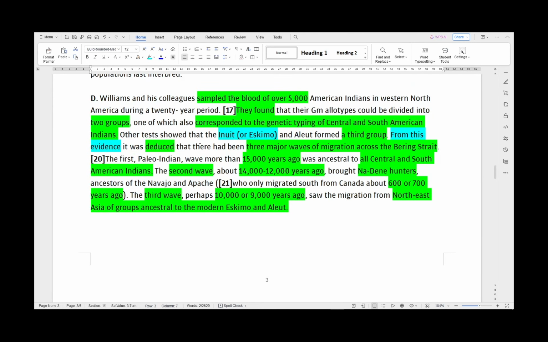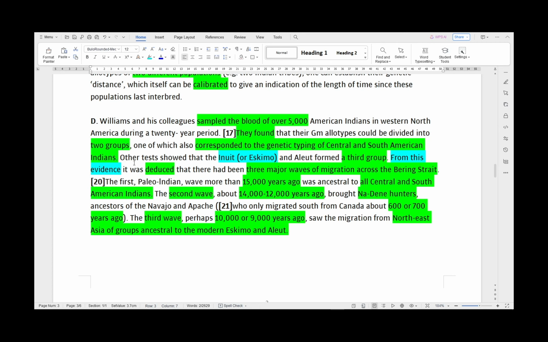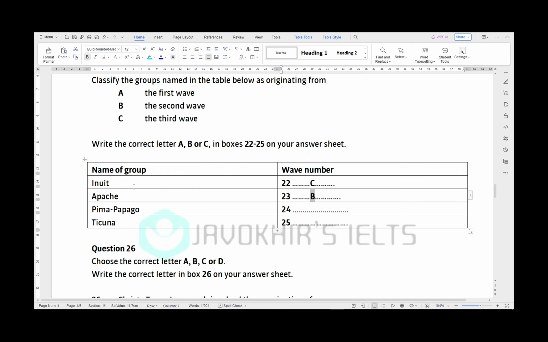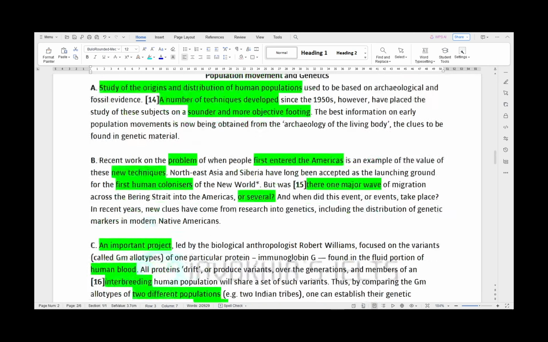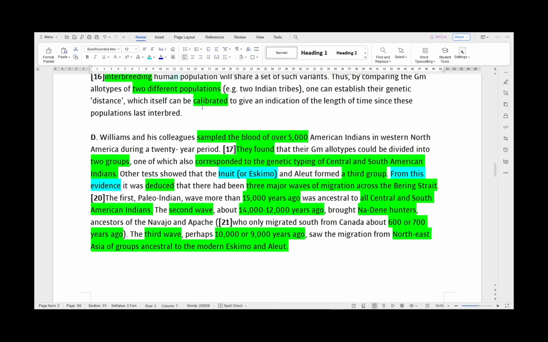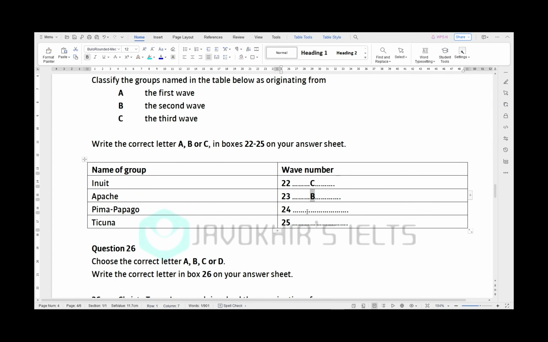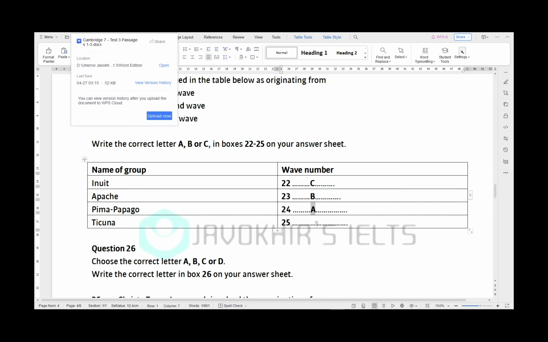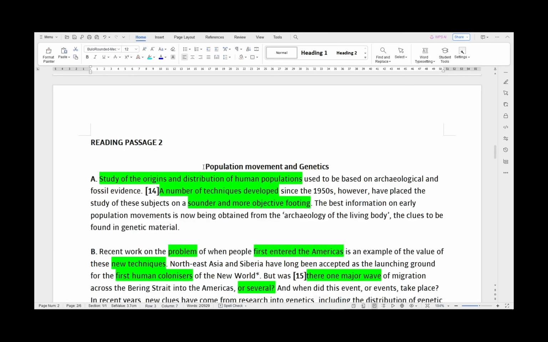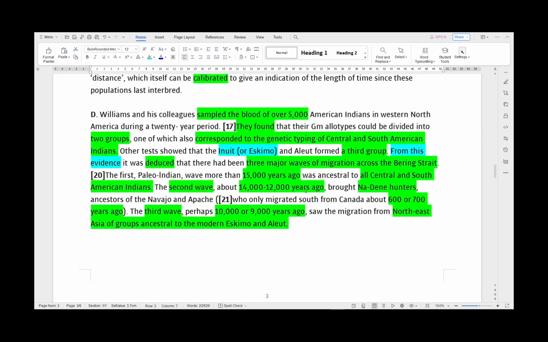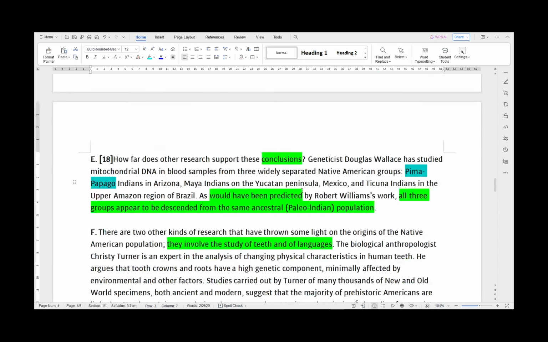The first, because it says where was the first. We remember, this is the first Paleo-Indian wave. So Pima Papago goes to the Paleo-Indian population, so that's going to be option A. We're going to choose that as well. And you're left with Ticuna. So where did we meet the word Ticuna? I encountered that word somewhere.